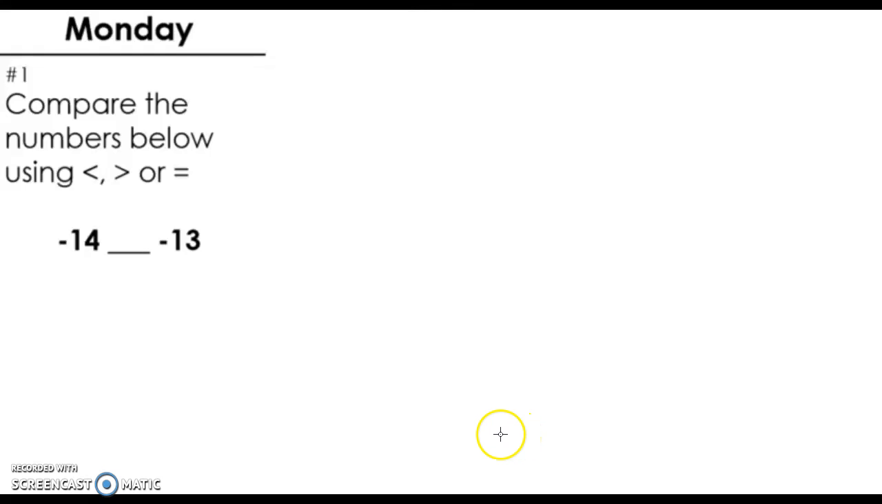All right, so number one on this week's homework, week number 9, Monday, number 1: compare the numbers below using less than, greater than, or equal to. So we have negative 14 and negative 13.